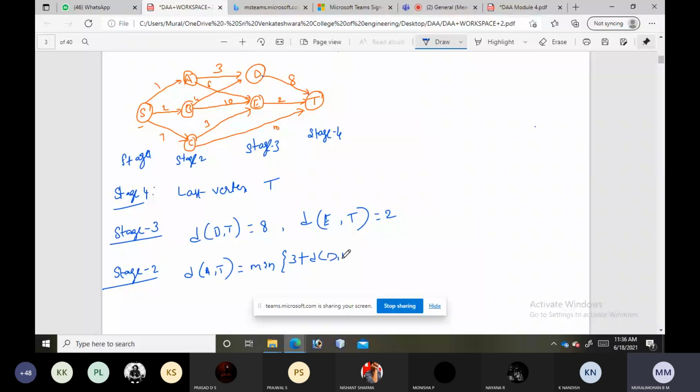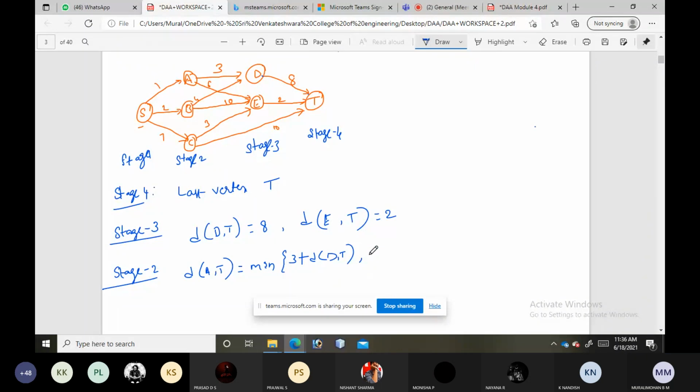Already we solved this here. We will take the same. Next, what is another path we are having? A to E, E to T. Right? What is A to E?